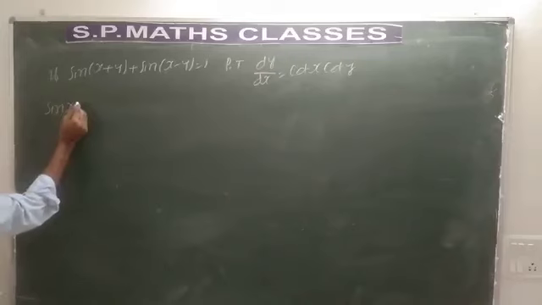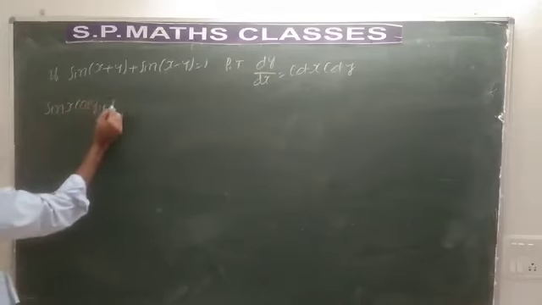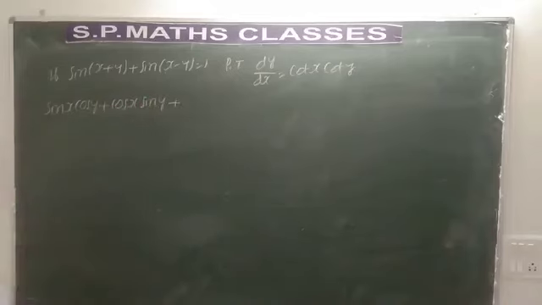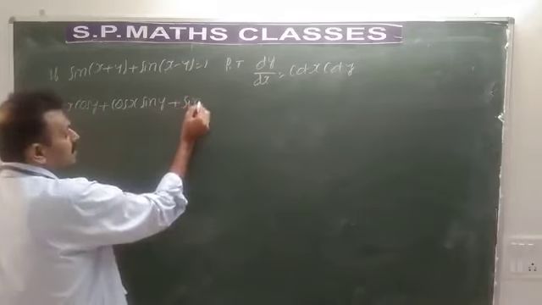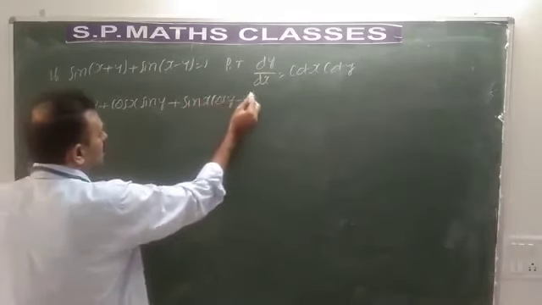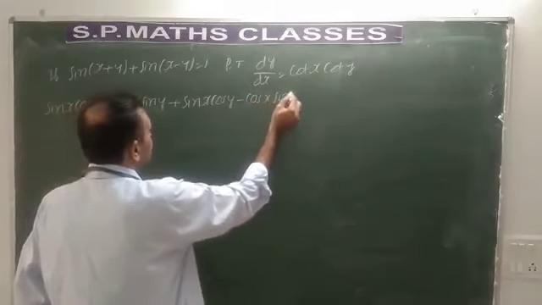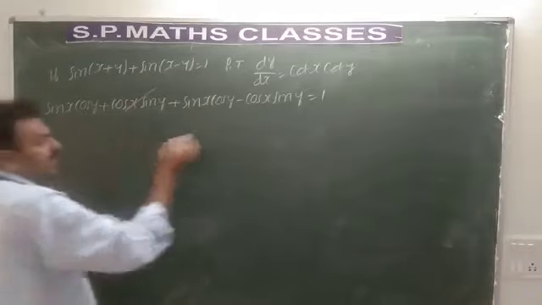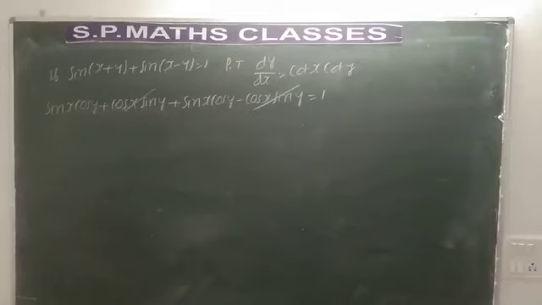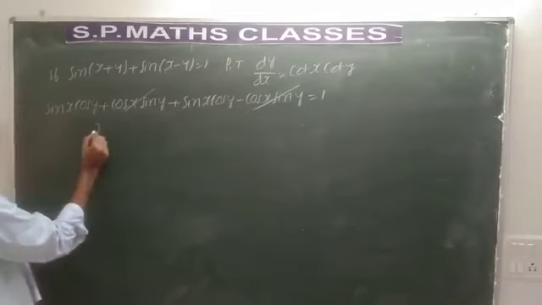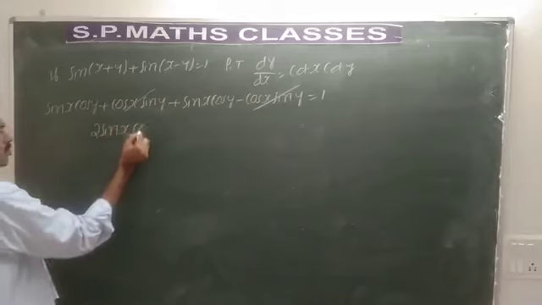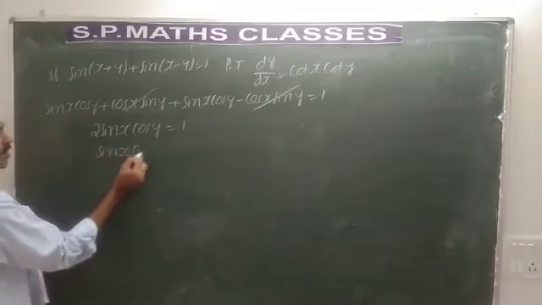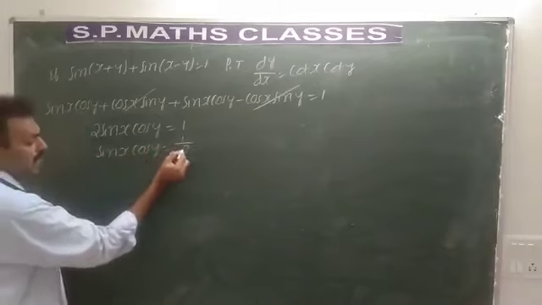Let us expand this. Sine x into cos y plus cos x into sine y, that's what sine of x plus y is. Sine of x minus y is sine x into cos y minus cos x into sine y. That's equal to 1. So what happens now? Cos x into sine y minus cos x into sine y gets cancelled. Sine x cos y plus sine x cos y is 2 sine x into cos y, that's equal to 1. Now sine x into cos y is equal to half.